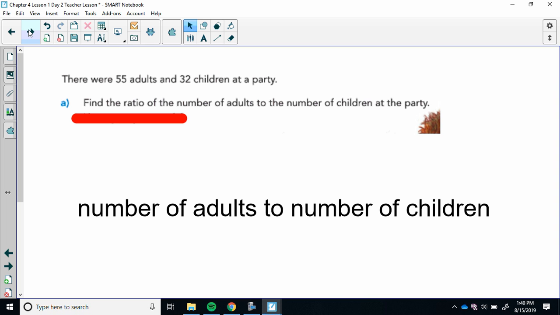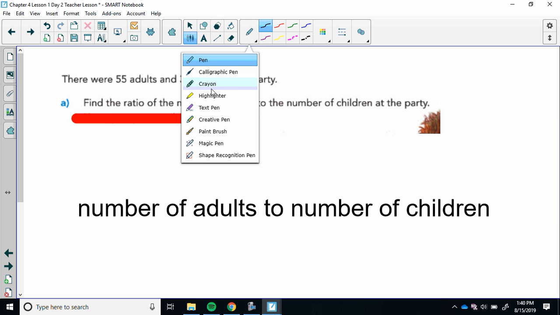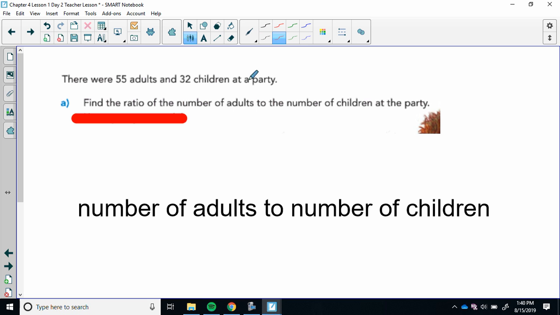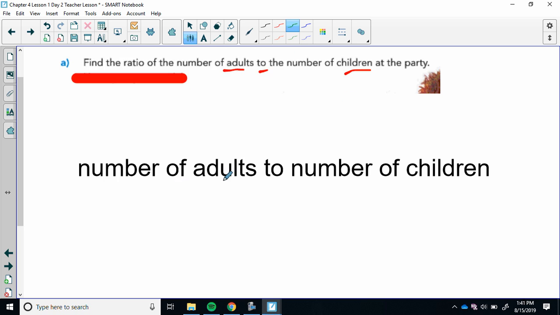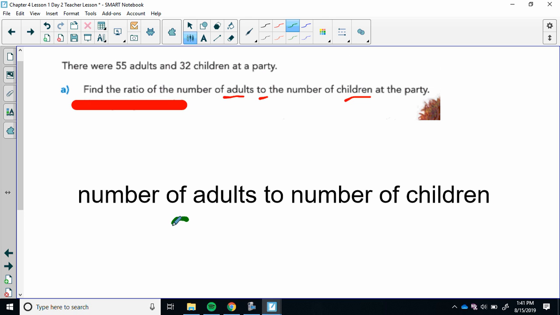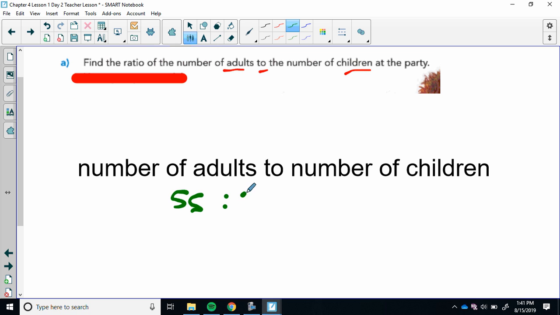First one, there were 55 adults and 32 children at a party. Find the ratio of the number of adults to the number of children. Adults to children. One of the other things you can do is write out the part they're asking you to do, and then underneath put adults, 55, to the number of children, which is 32. It's that easy. 55 to 32 would be your answer.